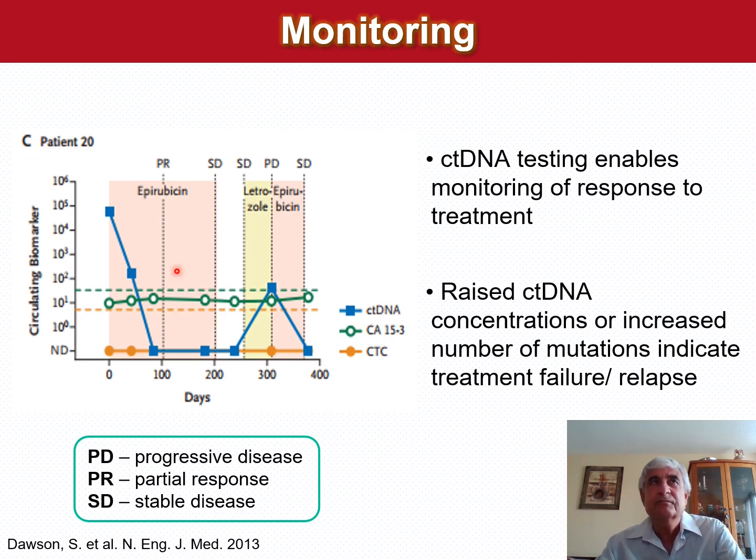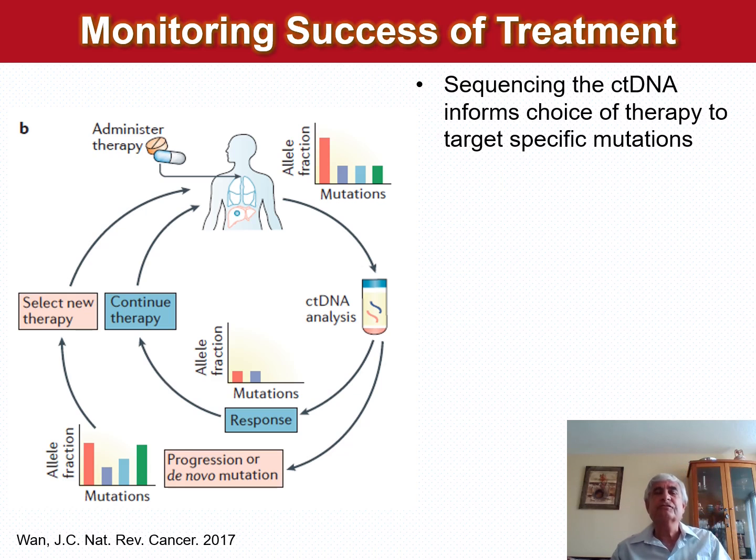A very important application of circulating tumor DNA involves monitoring the success of treatment. As you can see here, a patient is treated initially with certain therapy, while being monitored by liquid biopsy for mutations and the intensity of the mutations in circulating tumor DNA.